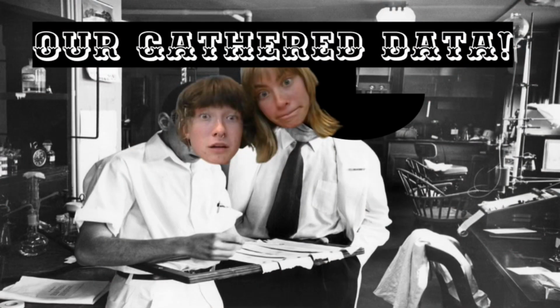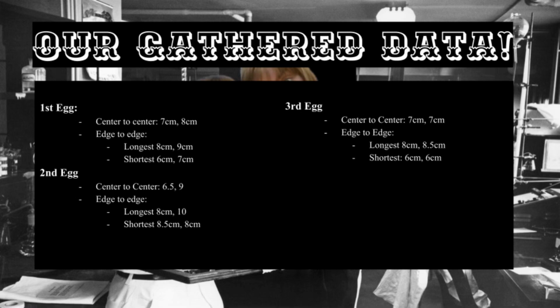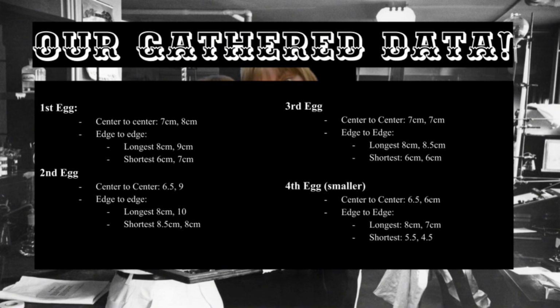Here's our gathered data. This is the measurements we got from our first egg. Here's our measurements from our second egg, our third egg, and our fourth egg, which was a little bit smaller. Now that we had the measurements between the hot spots of our eggs, we knew the wavelength part of our equation. With the frequency provided on the back of the microwave, we could plug everything into the wavelength times frequency formula and find the wave speed.